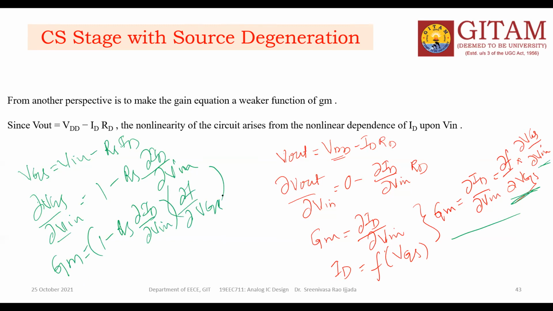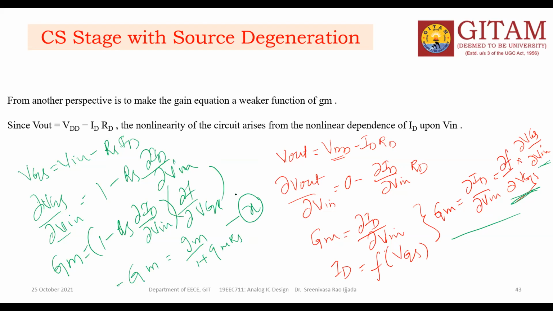So from this, you can write the conductance, capital GM, or minus GM, is equal to small gm by 1 plus gm into RS. Let us say this is expression X. Small gm is the transconductance of the device. So this is in terms of the transconductance of M1.